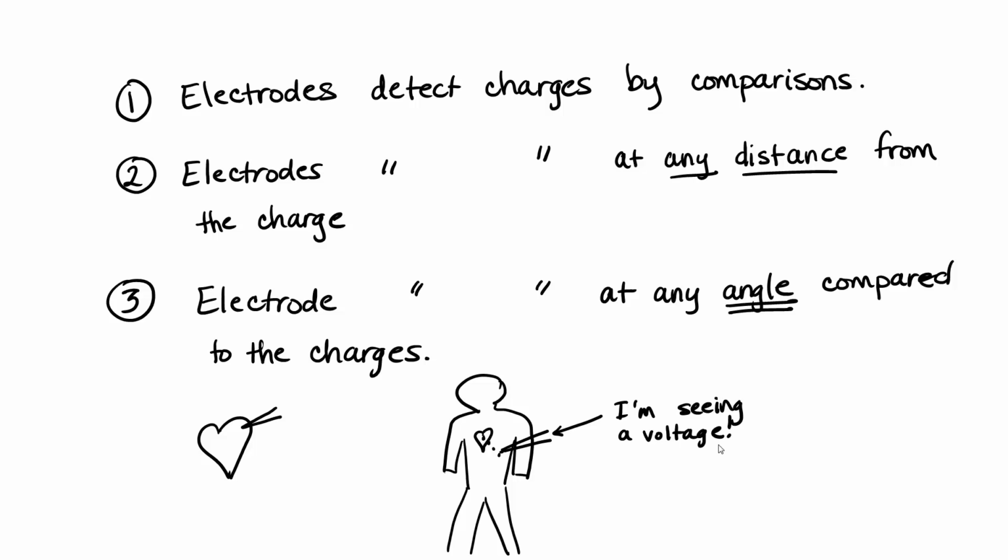Now, the third point is also important because we don't just place electrodes in one position on the person's chest, we actually place them all over the person's body. And from these many different angles, we can detect what's happening inside of the heart.